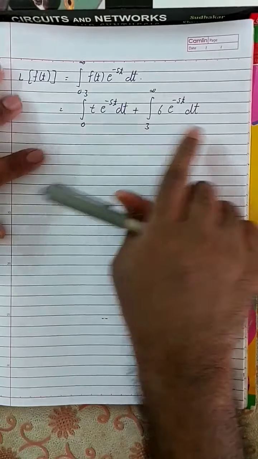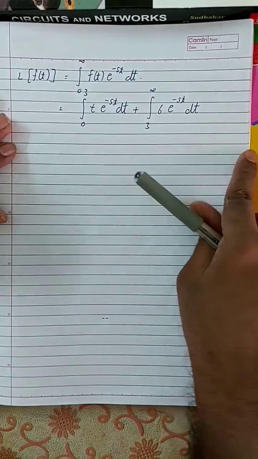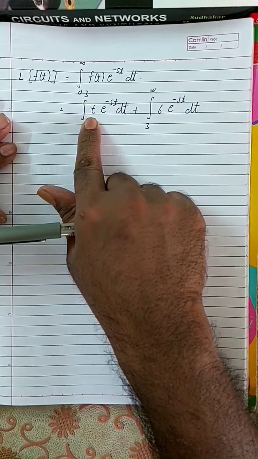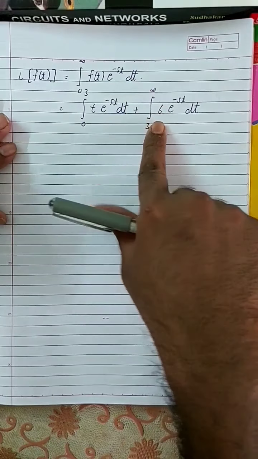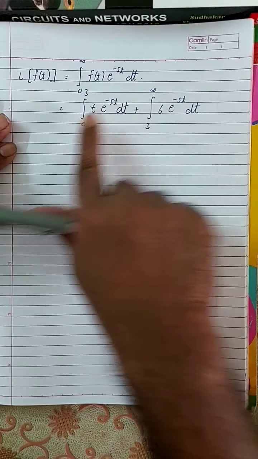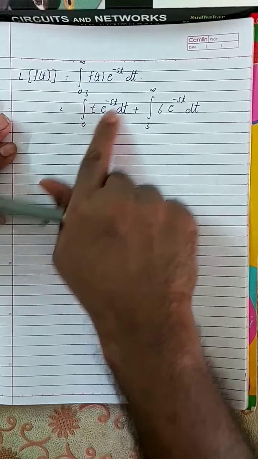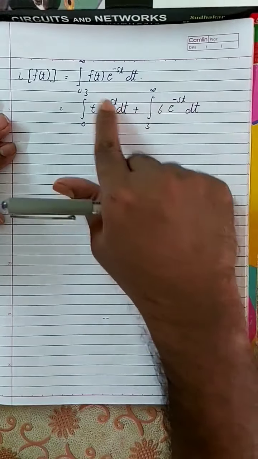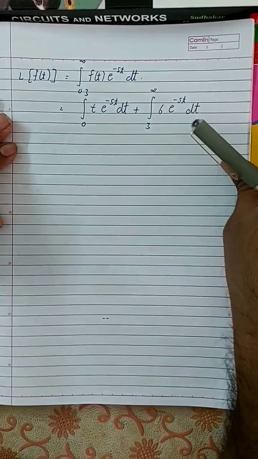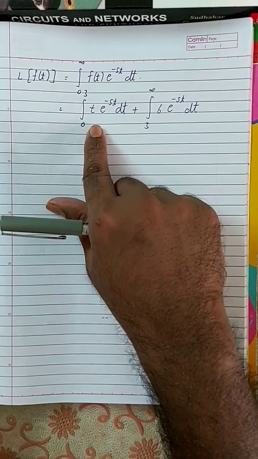This is called the linearity property. From 0 to 3, the value of f of t is t, and from 3 to infinity, the value of f of t is 6. If it was 0 to infinity over here, then this would be nothing but 1 by s square, but it is not. So we need to find the Laplace transform of this.